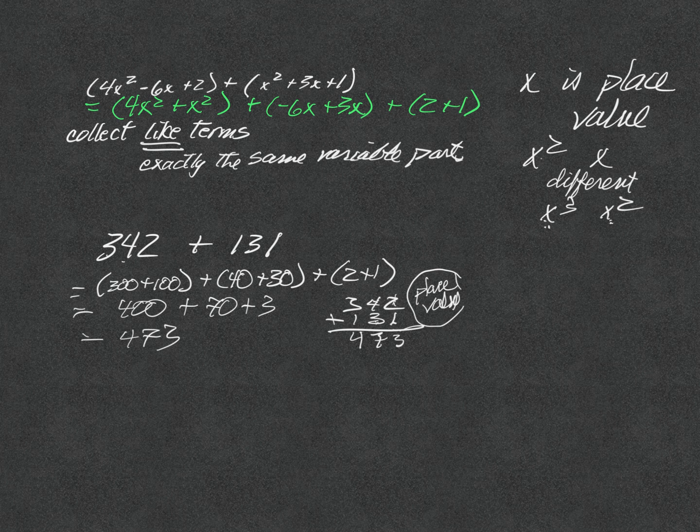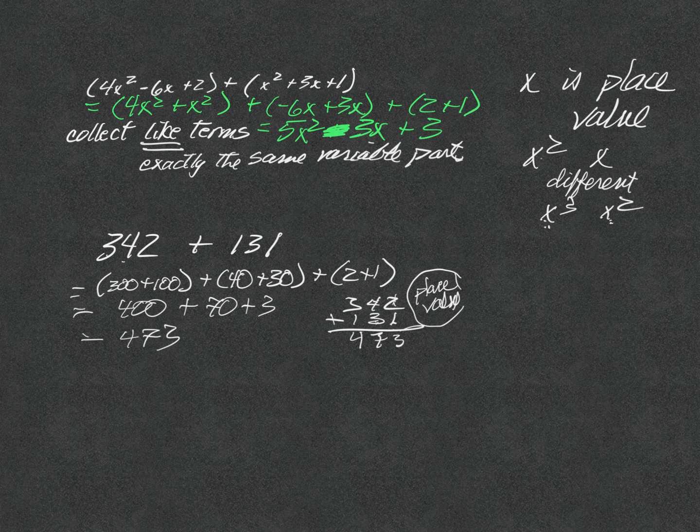Now they're like terms, or the same place value rather, where x is some number that represents the place value. And in this case, we would get 5x squared plus negative or minus 3x plus 3. All right.